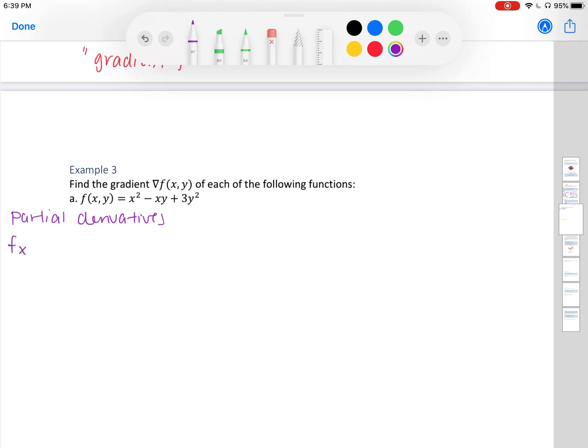So the partial derivative of function f in terms of x is 2x minus y. So I look at them, I take the derivative of x's. Your y's are constants. Okay, now for my partial derivative in terms of y, I look at my function and I take the derivative of y. So x is a constant, so I don't worry about that one. Here, the derivative of y is 1, so I'm left with negative x. The derivative of 3y squared is 6y, plus 6y.